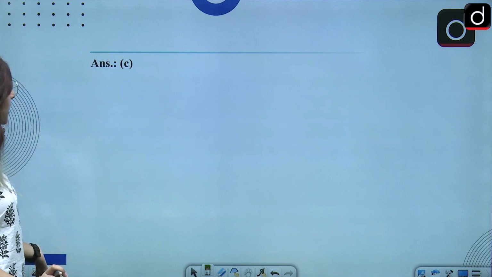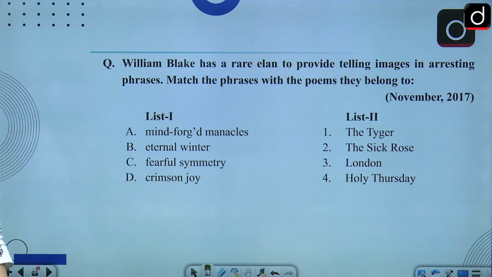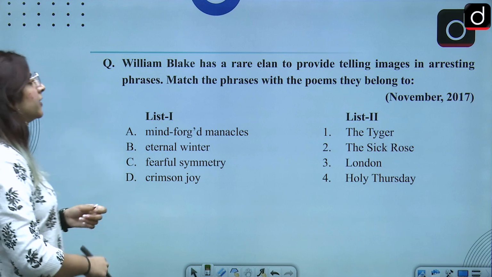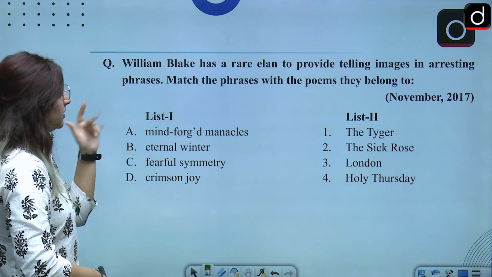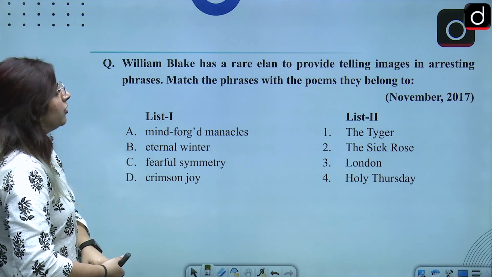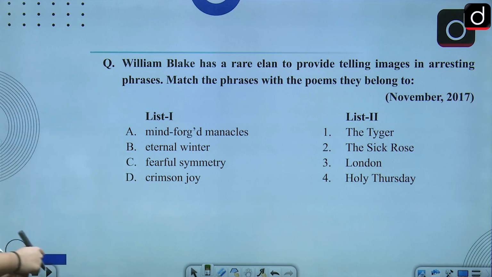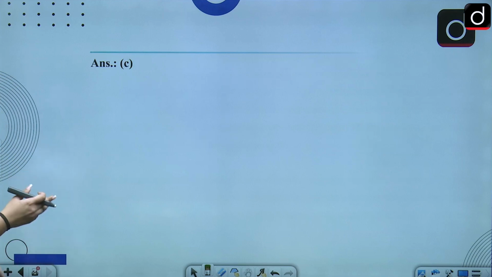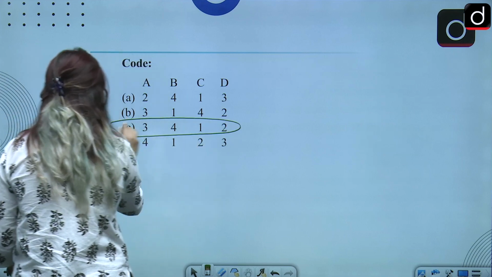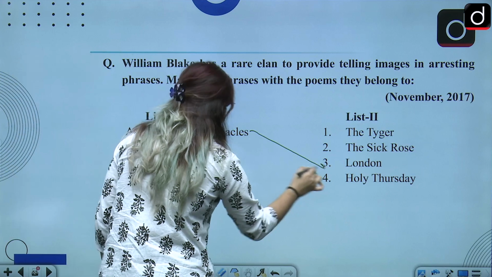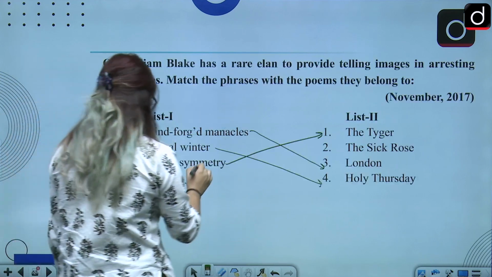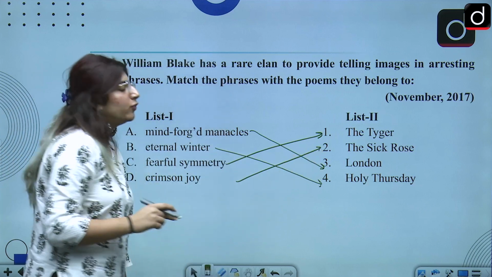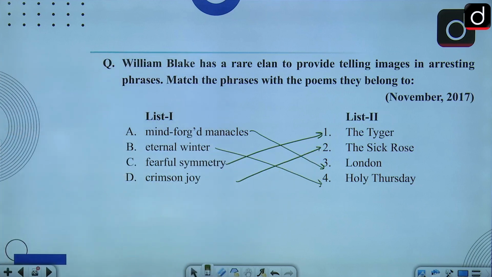Next question and the last one I think that we have here is that Blake has a rare stance to provide telling images in arresting phrases. This is some sort of a spelling mistake here. ठीक है, match the phrases with the poems that they belong to. Mind-forged manacles, these are the works that he has penned down. The right answer to this question is option C here, that is A3, B4, C1 and D2, right? These are the four poems which are penned down by none other than William Blake.